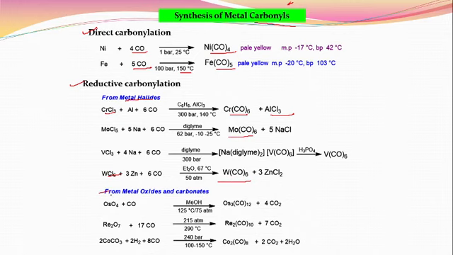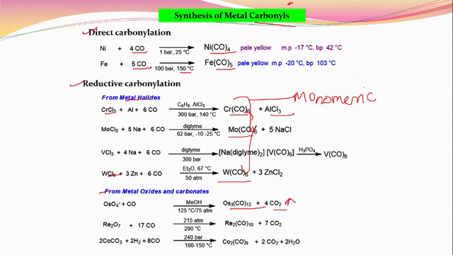Okay, next preparation, that is from metal oxides and carbon monoxide. Here from metal halides we get this type of compound: Cr(CO)6, Mo(CO)6, W(CO)6. All these are monomeric metal carbonyl compounds. And the next one is OsO4, which is reacted with CO. We get Os3(CO)12 plus 4 CO2, which is released.